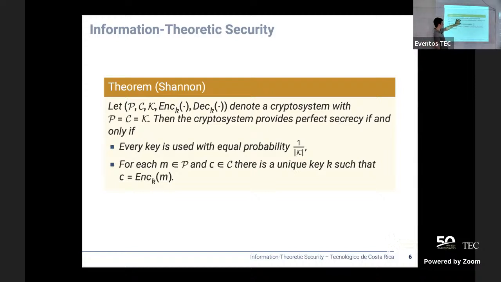If we have a certain encryption scheme or crypto system, namely with some plaintext space, a ciphertext space, key space, an encryption algorithm, and a decryption algorithm, then we can say this crypto system will be perfectly secure if and only if, remember, this is both ways, every key is used with equal probability, so the probability that we will use a certain key is one over the number of keys. And if for every message and ciphertext, there's a unique key such that we generate a certain ciphertext.